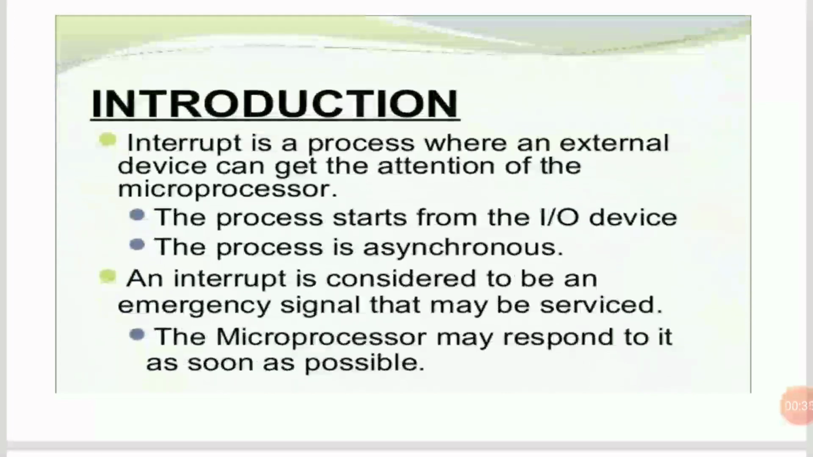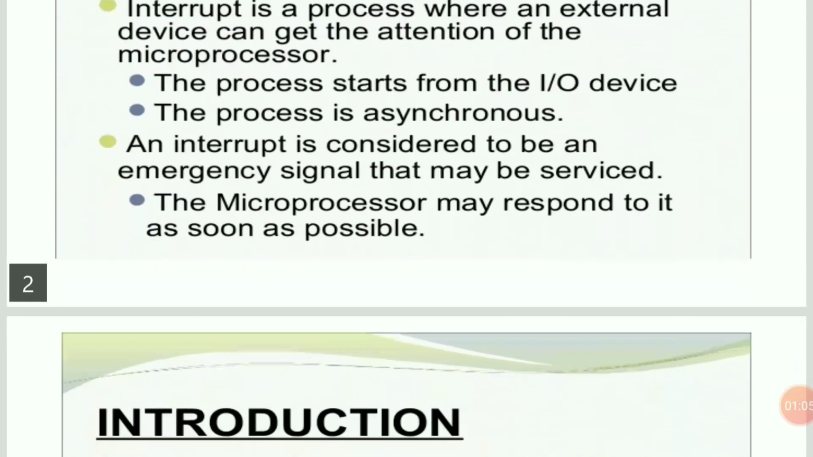Introduction. Interrupt is a process where an external device can get the attention of the microprocessor. The process starts from the input-output device. The process is asynchronous. An interrupt is considered to be an emergency signal that may be serviced. The microprocessor may respond to it as soon as possible.